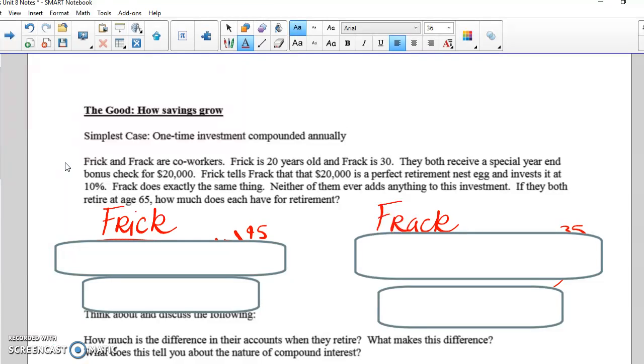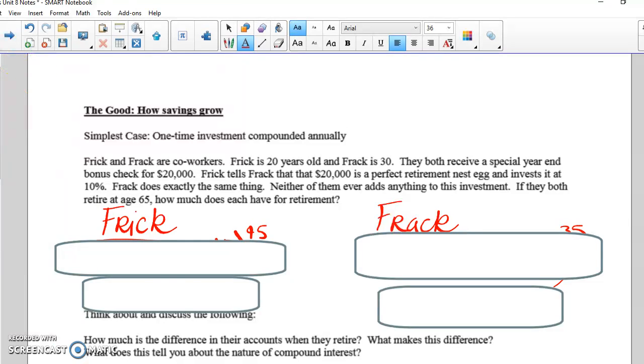They both receive a special year-end bonus check for $20,000. Frick tells Frack that $20,000 is a perfect retirement nest egg, and he invests it at 10%. So Frack does exactly the same thing. Neither of them ever adds anything to this investment, so they just take that $20,000 and invest it at 10% annually. If they both retire at age 65, how much does each have for retirement?